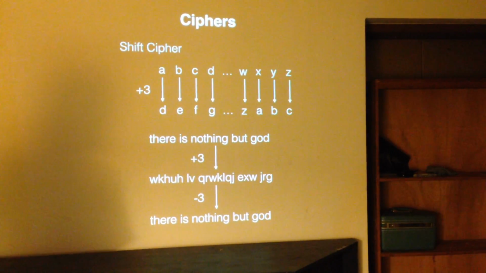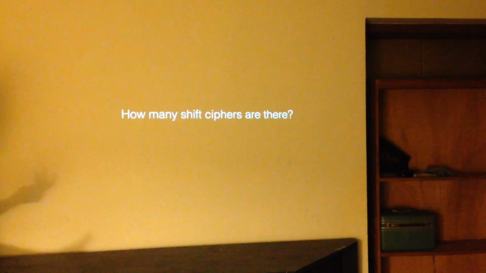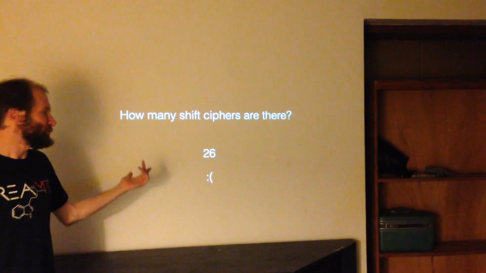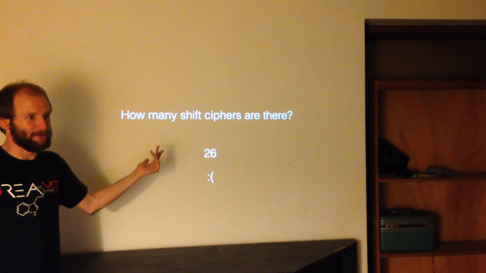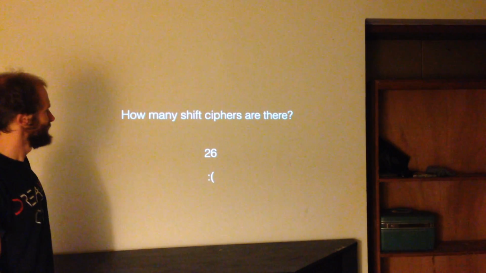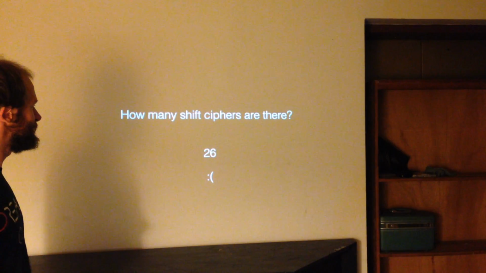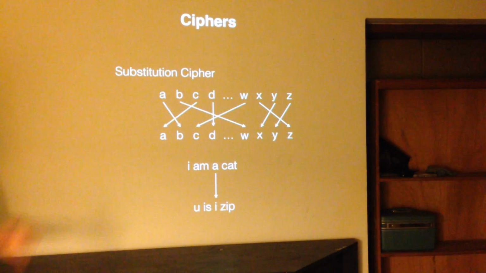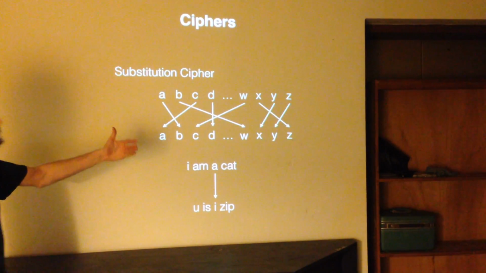So exactly, there's only 26. And that's sad, especially in the age of modern computers, you can check all 26 very quickly, and that's not so good. So here's a more advanced version, and this is actually a building block of more modern ciphers.